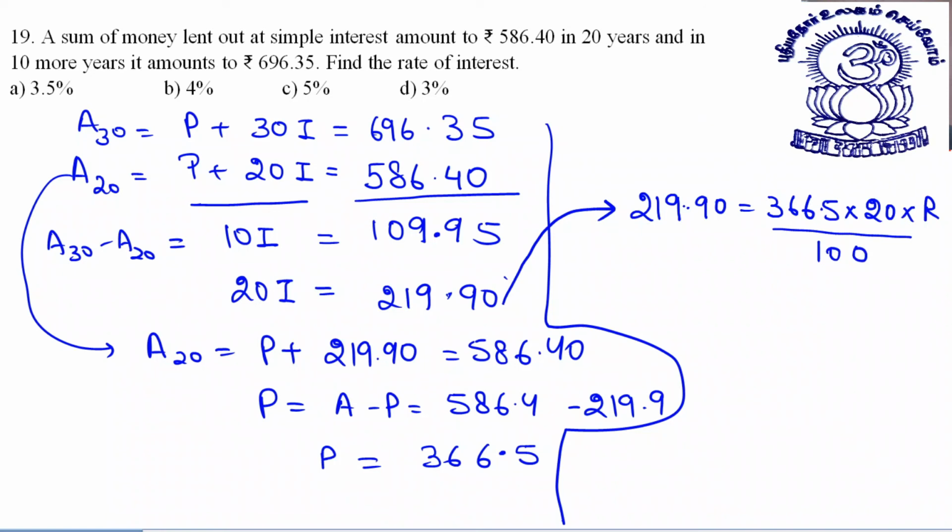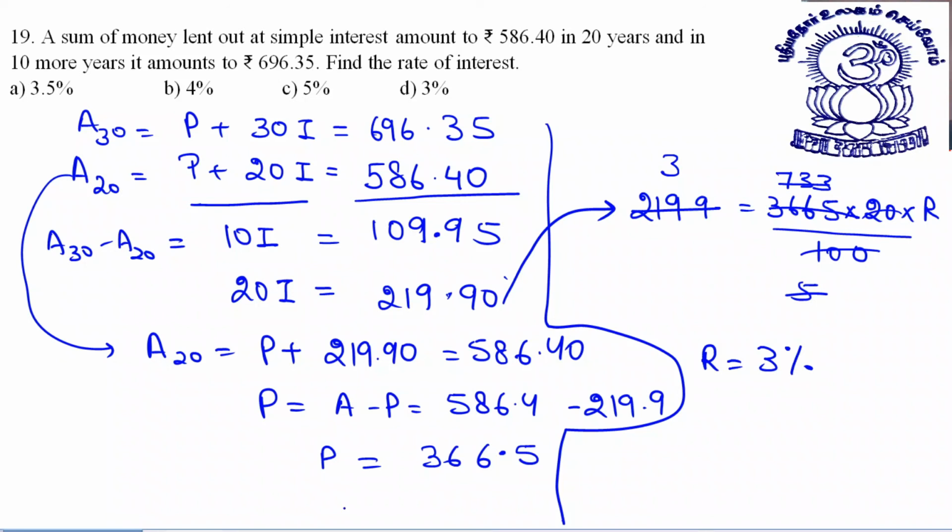What I'll do is remove this decimal. Can I remove these decimals? Yes. If I cancel 20 by 100, I'll get 5. Both the decimals I remove now. If I cancel this 5 with 366.5, we get 733. 733 into 3 is very easily 2199. So R comes out to be 3%.